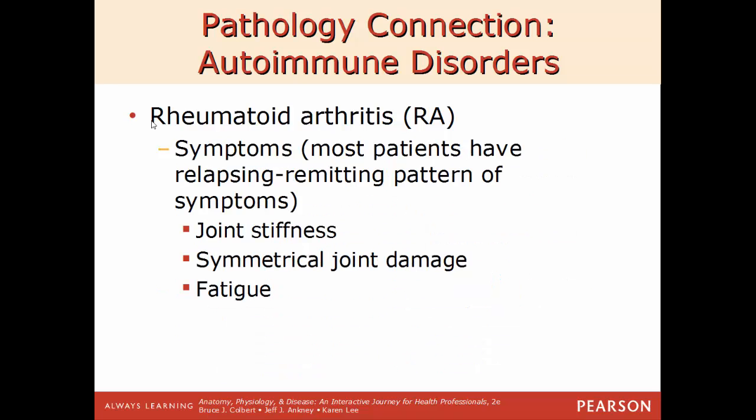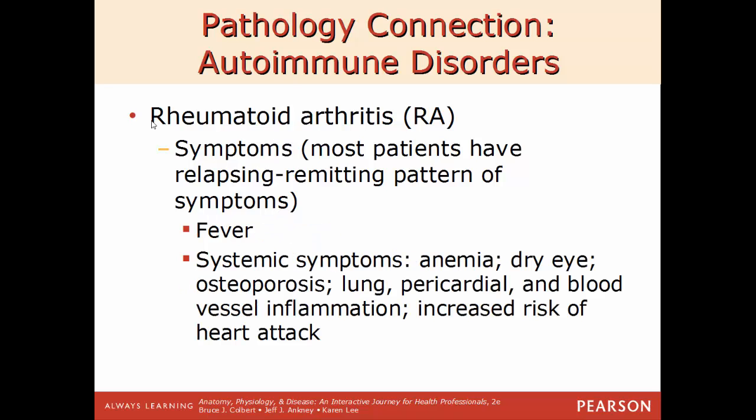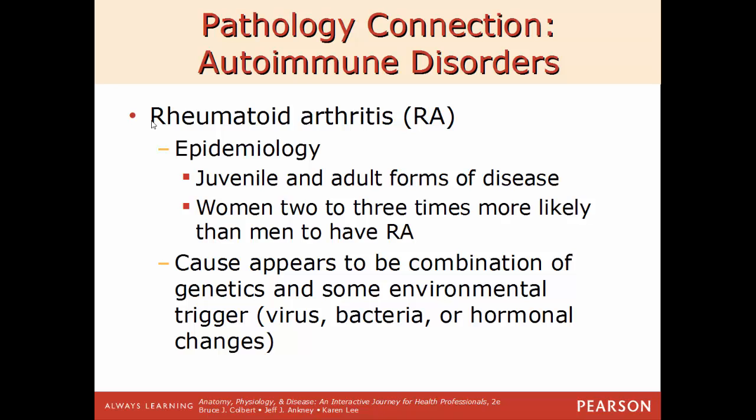Some common symptoms of RA: joint stiffness, symmetric joint damage, and fatigue. You also can have fever. You can also have some systemic symptoms like anemia, dry eye, osteoporosis, increased risk of heart attack, blood vessel inflammation, whether it be in the pericardium and the lungs. There are juvenile and there are adult forms of RA. Women will be 2 to 3 times more likely to develop RA than men. And the cause for RA seems to be the combination of genetics and some environmental factors.